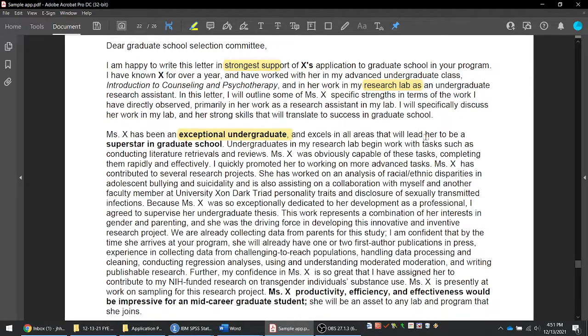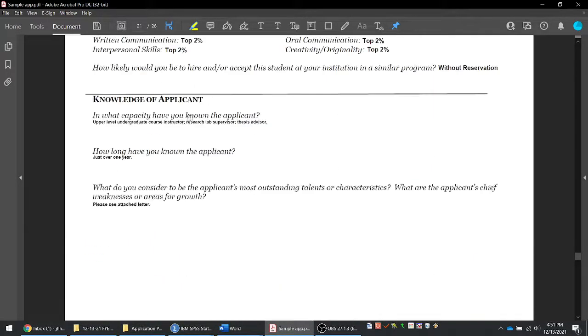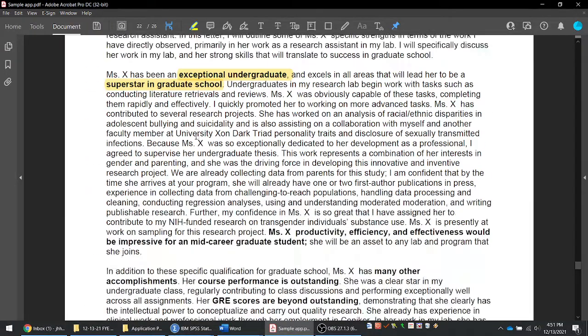"And excels in all areas that will lead her to be some superstar." Whoa, okay. So this person is really, really, it makes sense. These top two ratings are really coming out in how they're writing. So this is filling me with confidence. I like to see this, someone reviewing letters, that this person is excited and giving fulsome, full-throated support for this person.